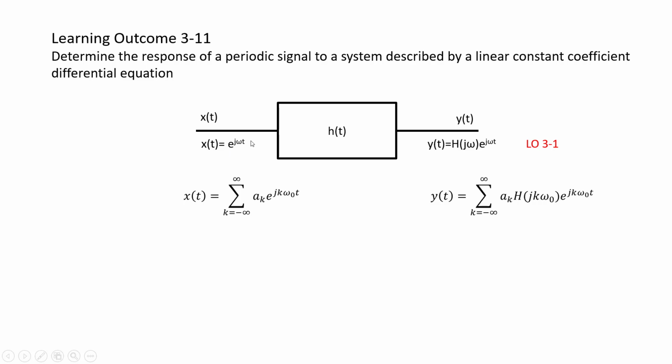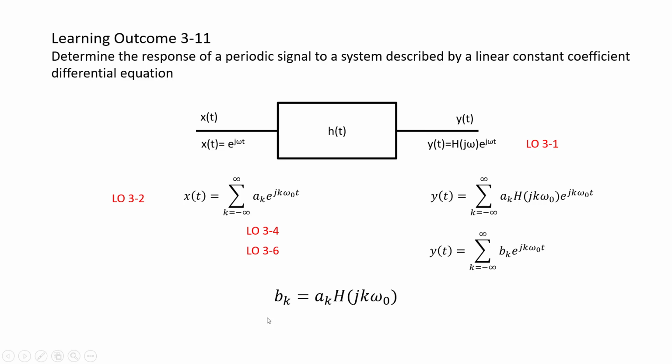In Chapter 3, we talked about how if the input was a complex exponential, the output would also be a complex exponential scaled by h of j omega, which was a constant over time, but varied in amplitude depending on the frequency. If our input was represented as a Fourier series, a combination of complex exponentials, our output would also be a Fourier series represented by a linear combination of complex exponentials, but with a different set of coefficients. And this tied all of our different learning outcomes together.